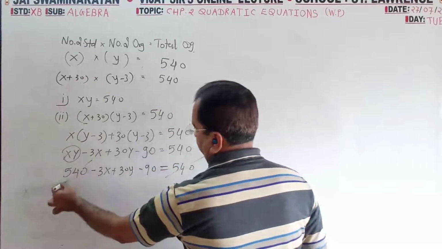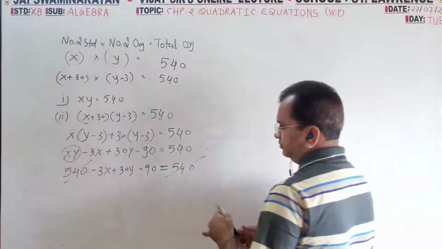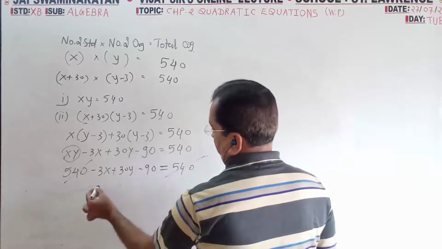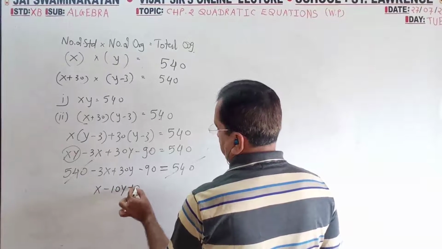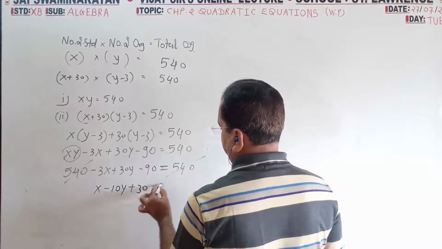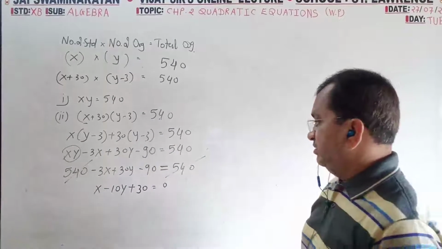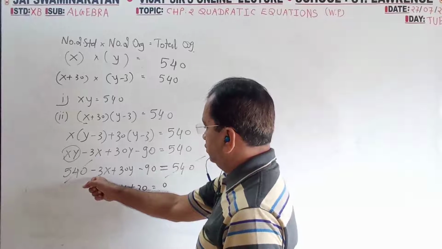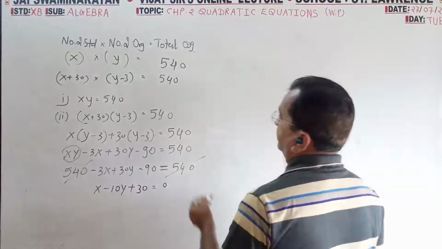This cancels. All divided by -3. So x minus 10y, 30, because it is divided by minus 3. Divide by 3, divide by 3, divide by 3, and change the sign because it is divided.